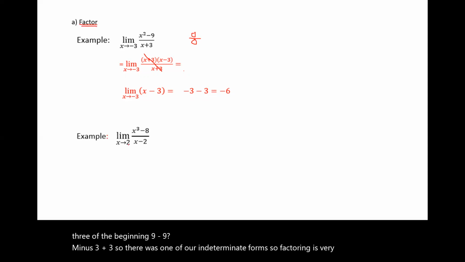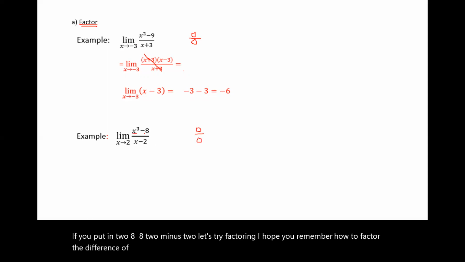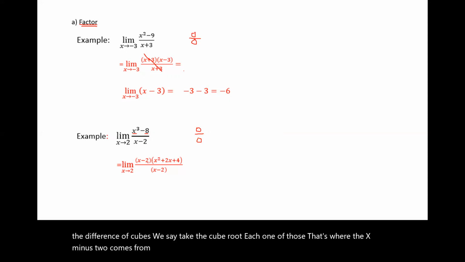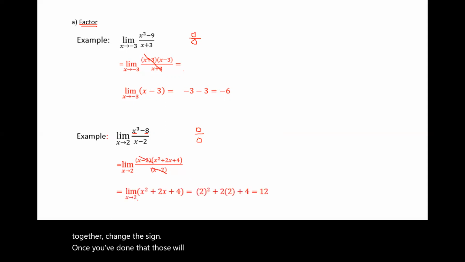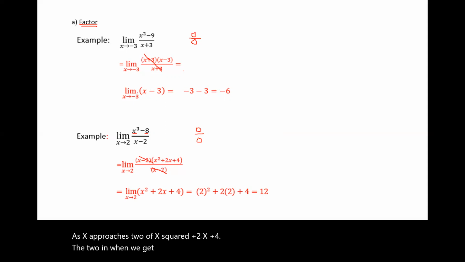Let's try another one. If you put in 2, 8 minus 8 over 2 minus 2, let's try factoring. I hope you remember how to factor the difference of cubes. We say take the cube root of each one of those. That's where the x minus 2 comes from. Then square the first one, square the last one, multiply them together, change the sign. Once you've done that, those will eliminate. We're left with a limit as x approaches 2 of x squared plus 2x plus 4. Plug the 2 in, and we get an answer of 12. So factoring, incredibly important. How else can we change the way a limit looks?